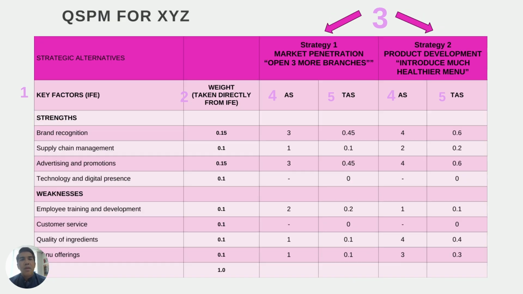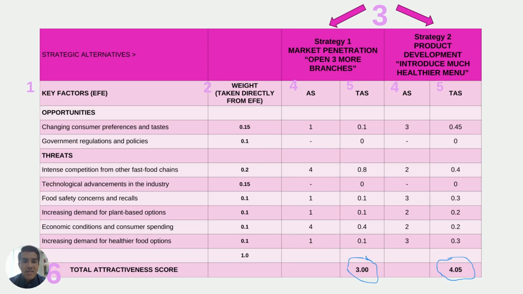You are going to repeat the exact same scaling for each of the variables in the strengths, weaknesses, opportunities, and threats. In step number 5, you need to determine the total attractiveness score, and this is just a multiplication between the attractiveness score in column 3 here and the weight that you have taken from your IFE and EFE matrices, in column number 2. That's how we arrive at 0.45 and also 0.6. You are going to do this again for each of the variables: 1 times 0.1 is 0.1, 2 times 0.1 you get 0.2, and that represents step number 5. You do this for each of the variables under your strengths, weaknesses, opportunities, and threats.